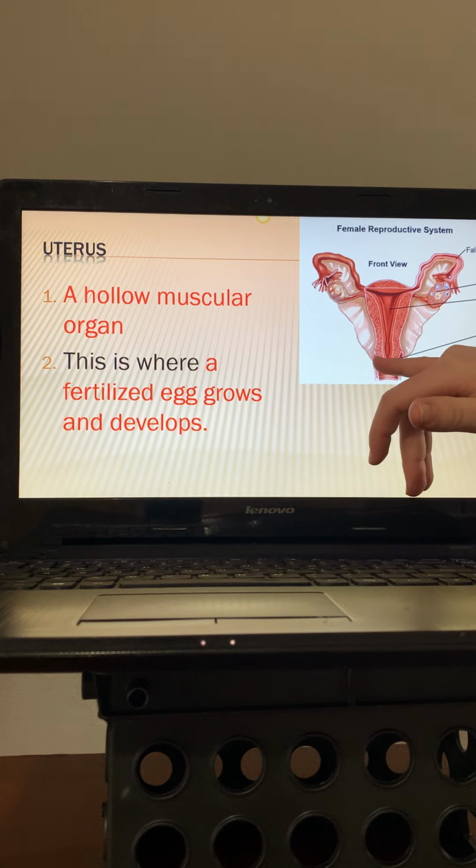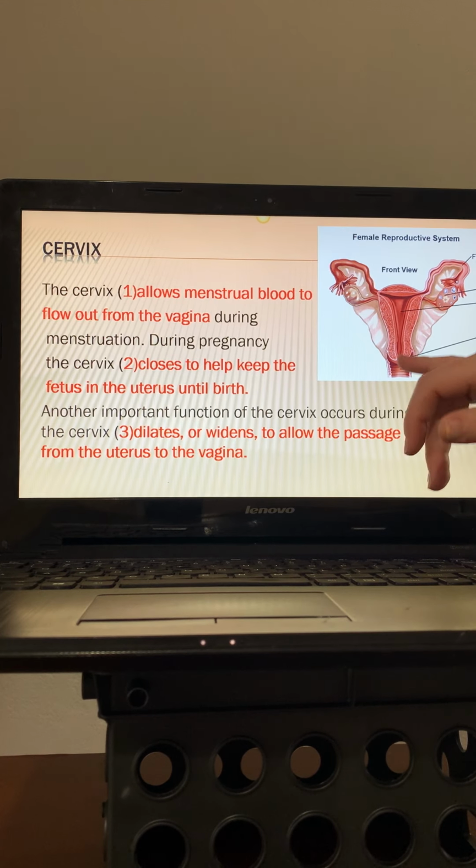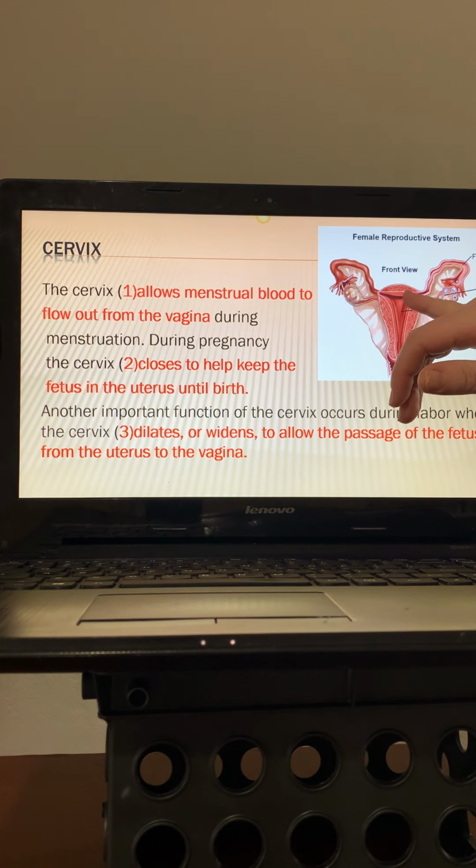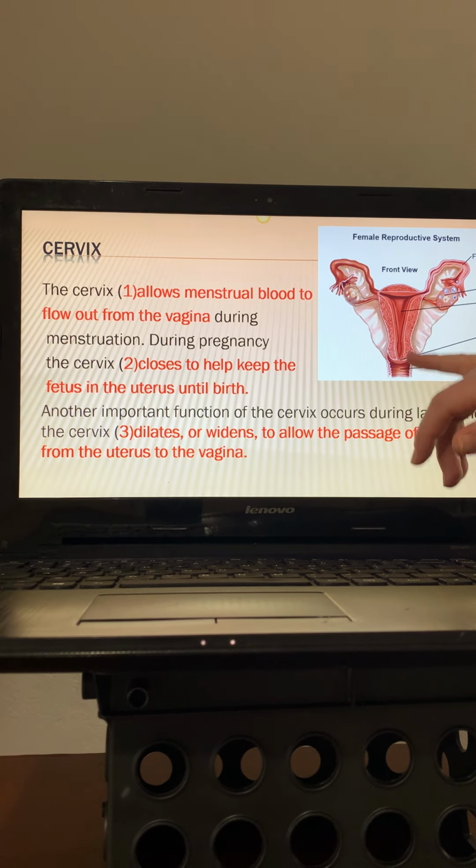So the next structure we need to talk about is the cervix, which is this sideways letter C. It looks like a sideways letter C right here. It has 3 functions. So if a woman is not pregnant, it's going to allow the menstrual blood out of the uterus. So when a female's on her period, the blood does come from inside of the uterus. It allows the menstrual blood out into the vagina.